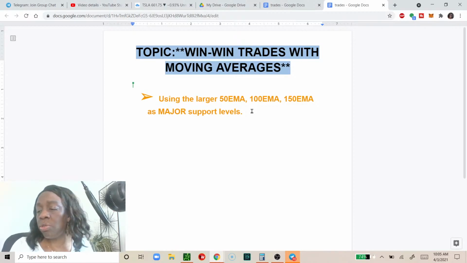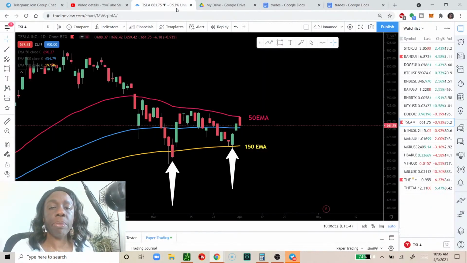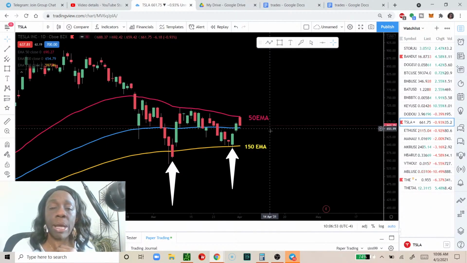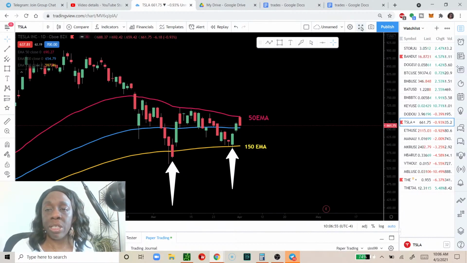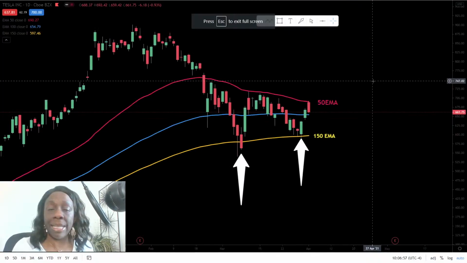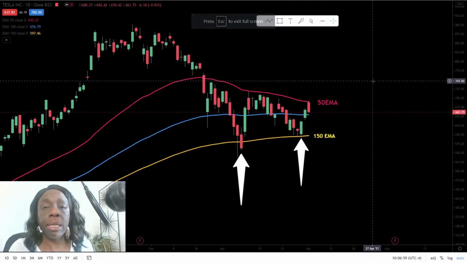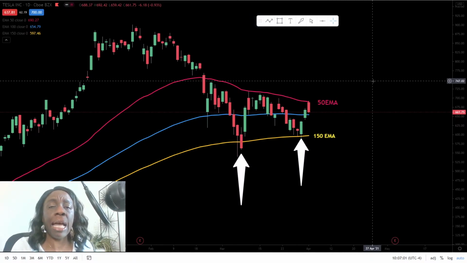Strategies. Now, this is one strategy that I've found to work for me, and I'm going to pull up my Tesla chart. And the reason why I'm pulling up my Tesla chart is because I traded Tesla just this past 2 days, and I actually made a good win. And I want to explain why I traded Tesla, and I hope it can help you during your trading journey.